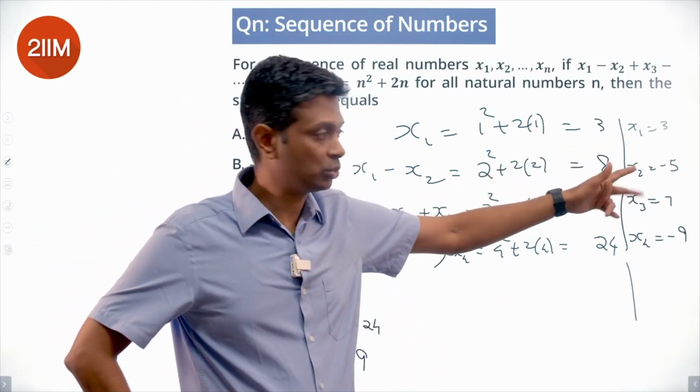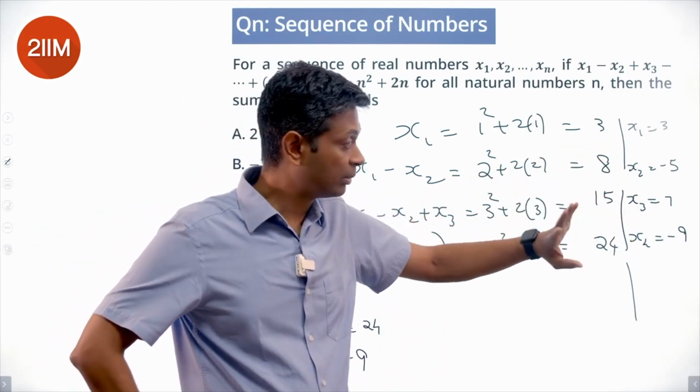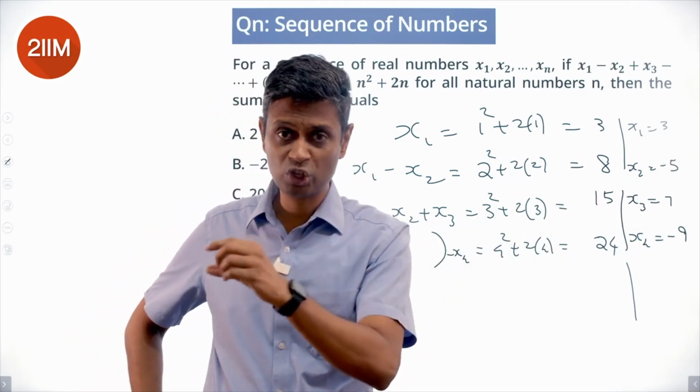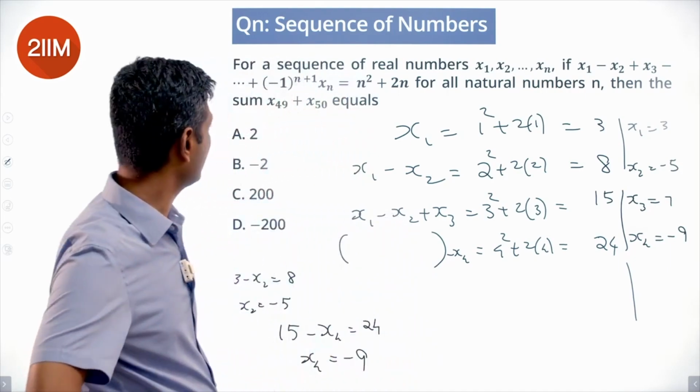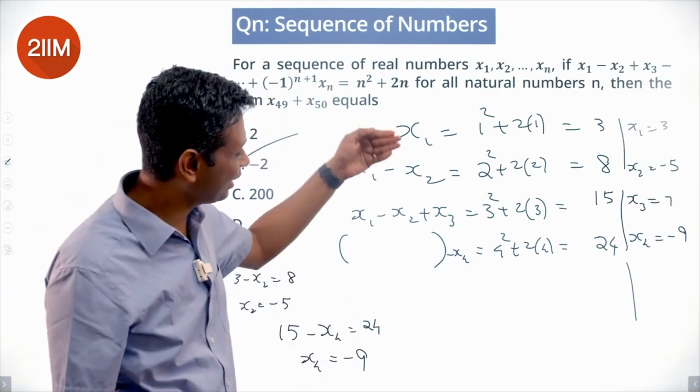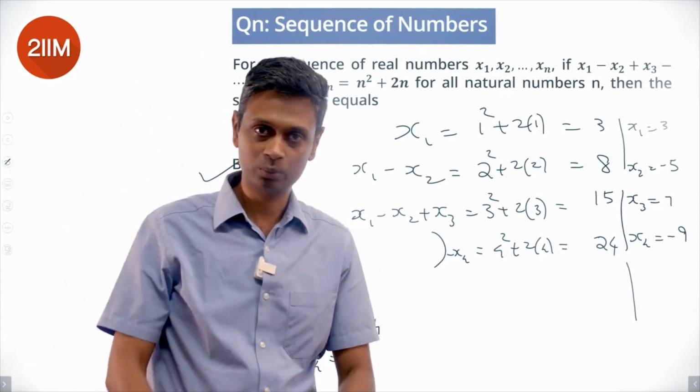3 minus 5, minus 2. 7 minus 9, minus 2. 11 minus 13, minus 2. So we keep on adding and getting the total to be minus 2 for each chunk. So x49 plus x50 is also equal to minus 2. Done. Get the numbers, see the pattern, plonk in, get through.